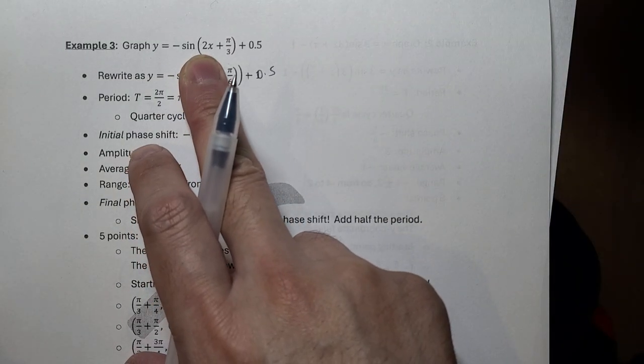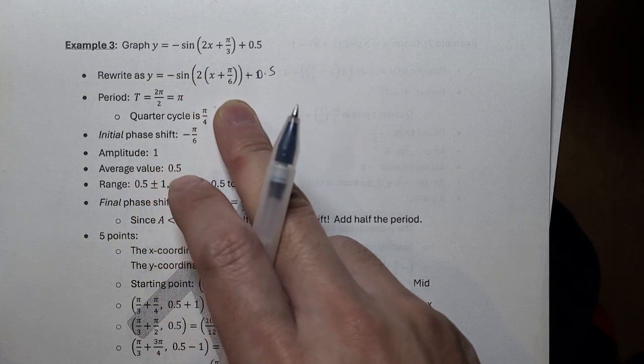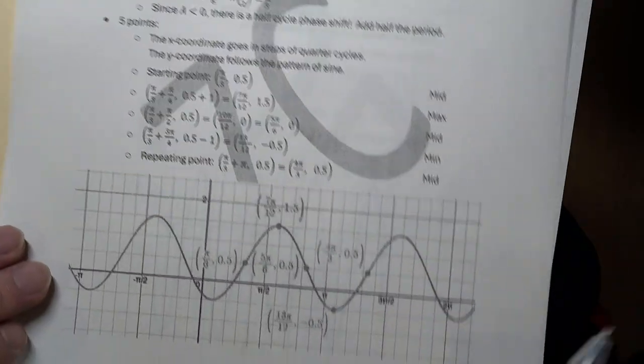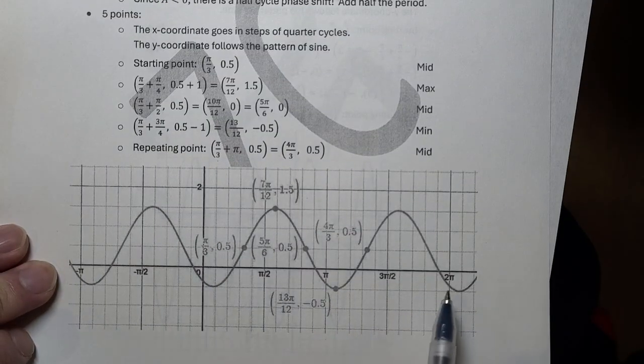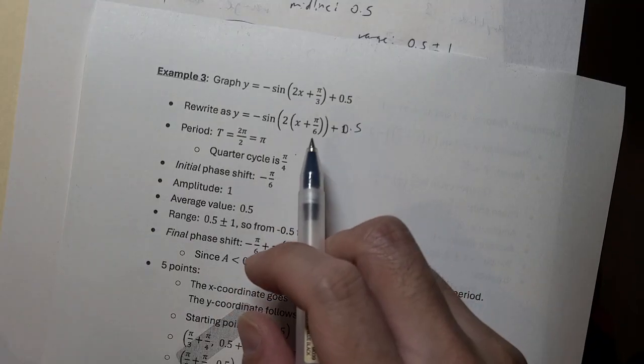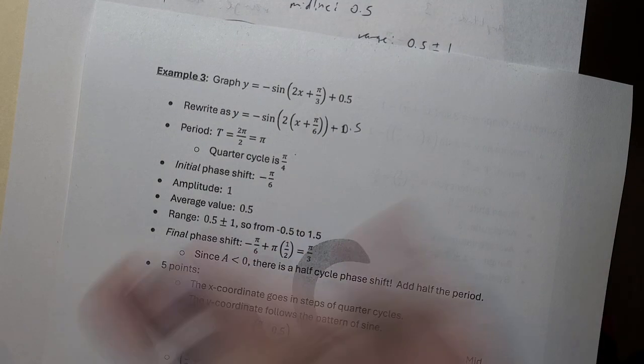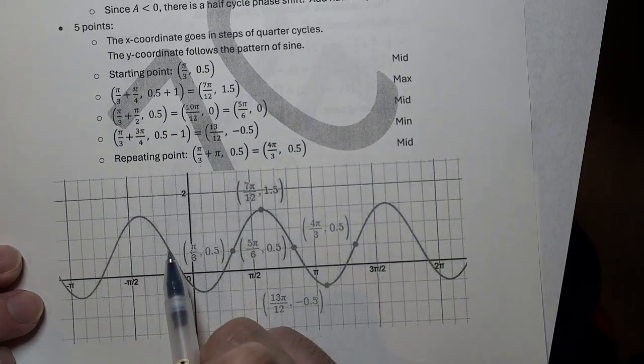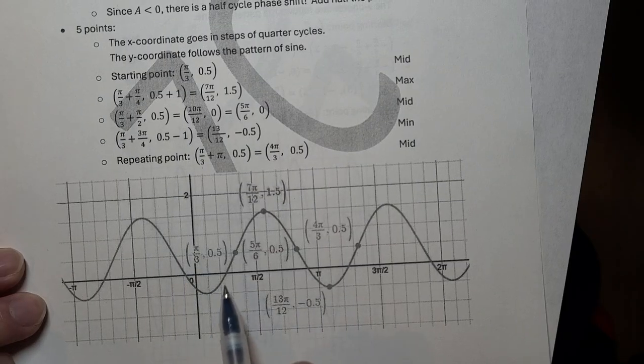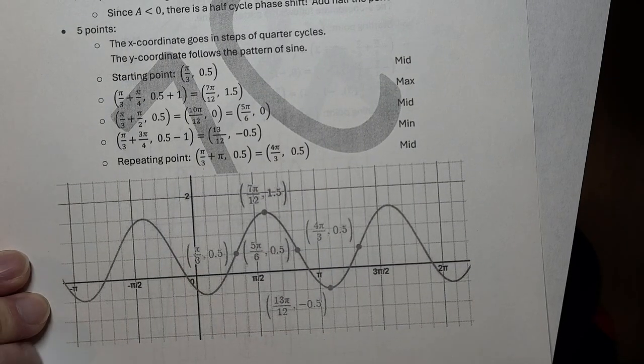It got compressed. So original period 0 to 2 pi. Looks like there's more than one period already happening, right? And then it got shifted to the left by pi over 6. So the mid is over here and then reflected, yeah? So that's why. Looks about right.